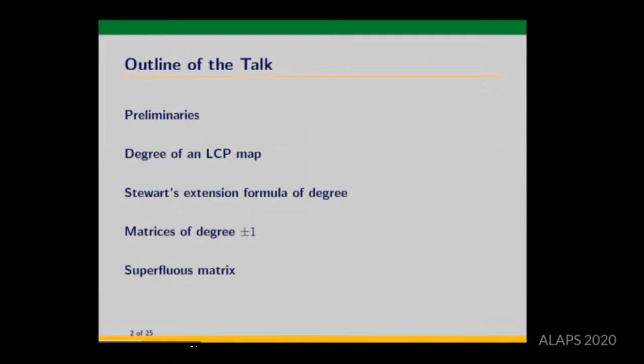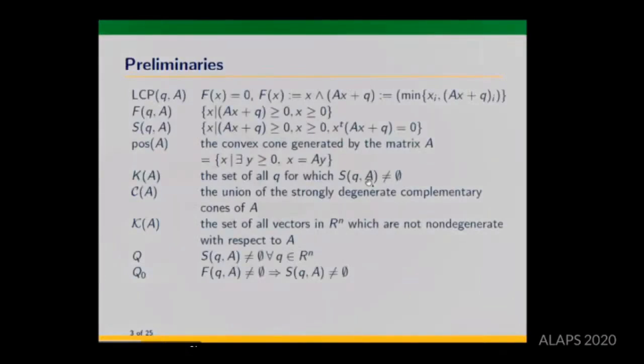I will start by giving some preliminaries, and then I'll introduce the concept of the degree of an LCP map, the linear complementarity problem map. And then I'll talk about the Stewart extension formula of degree, and then I'll talk about different matrices of degree plus or minus 1, and then I'll talk about superplus matrices. So let me start with the preliminaries.